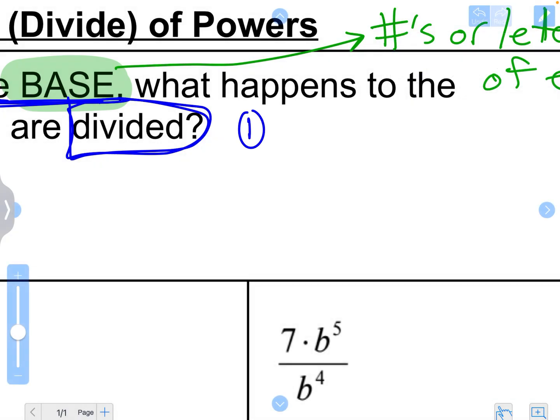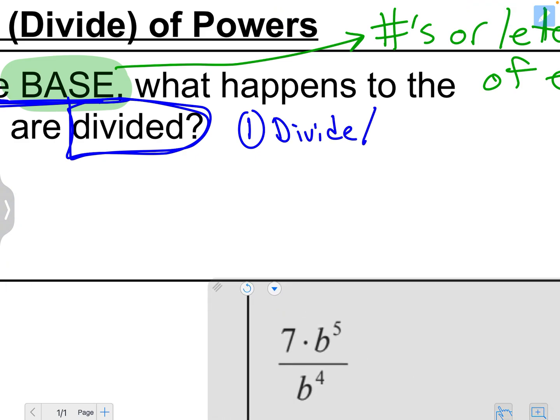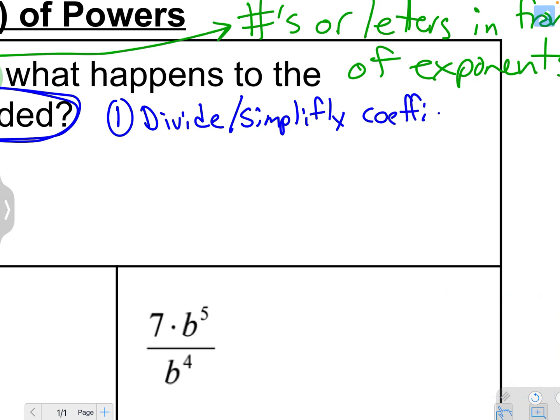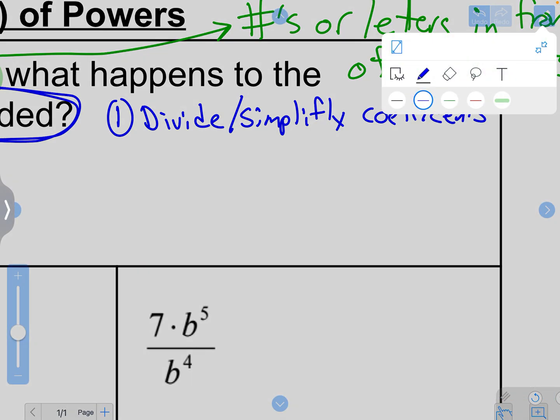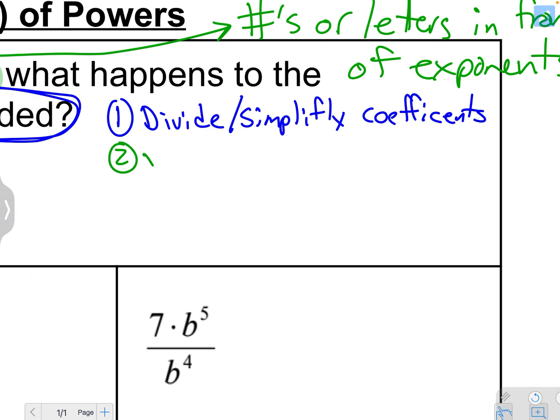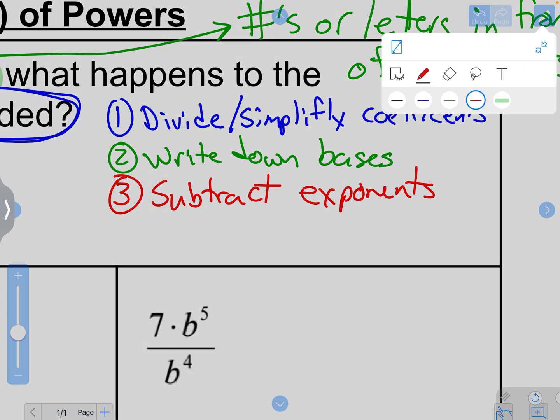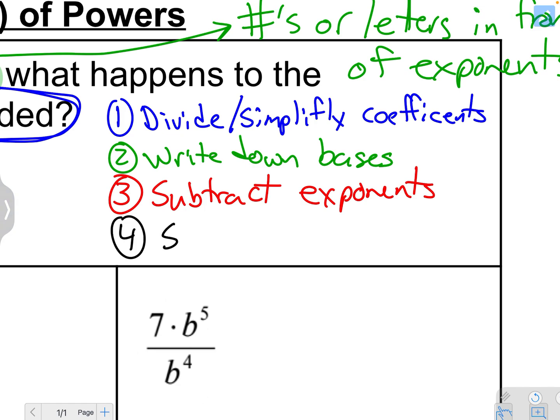So step 1 is going to be to divide/simplify coefficients. Our second step is going to be to write down bases. Our third step is going to be subtract exponents. And then our final step is going to be simplify.